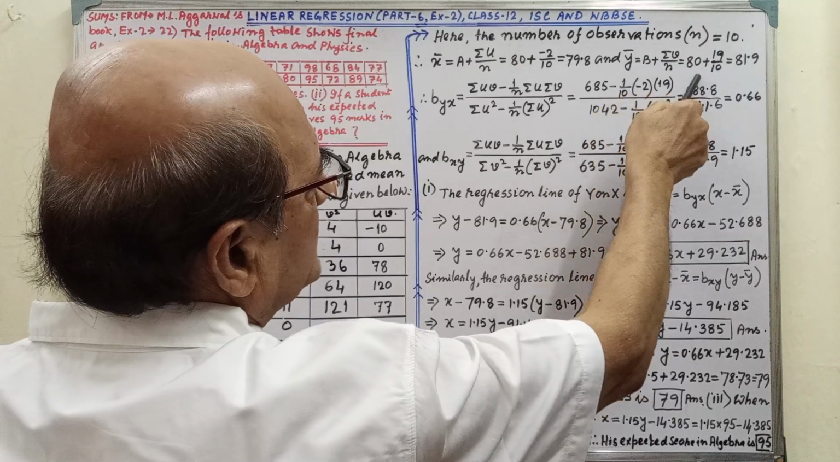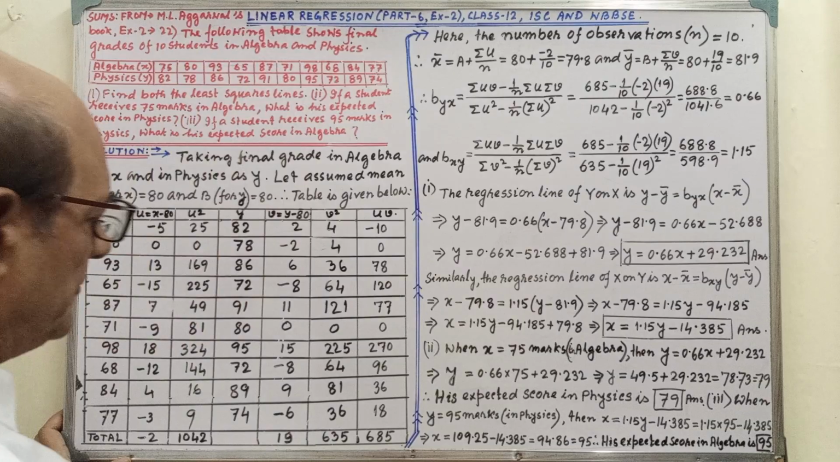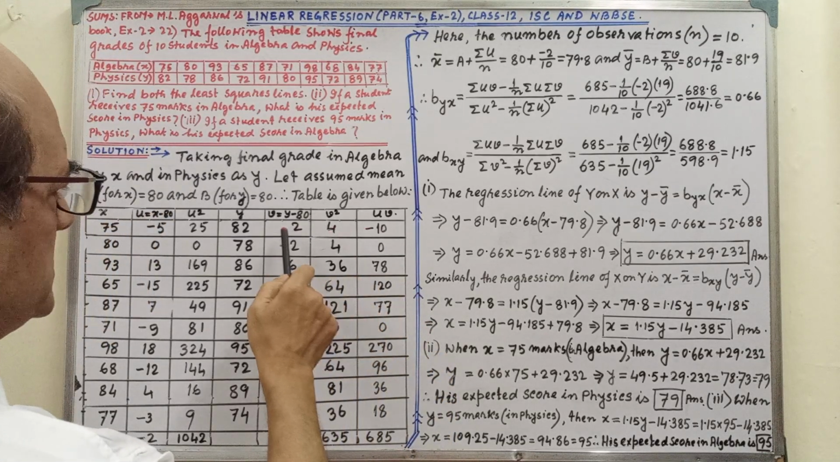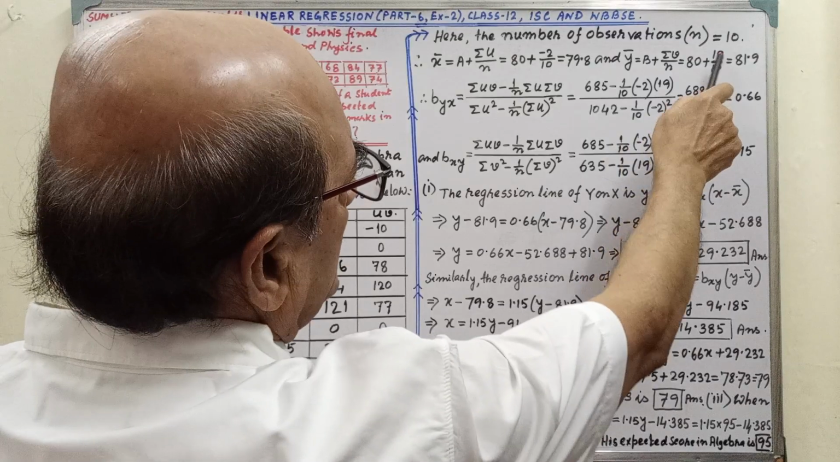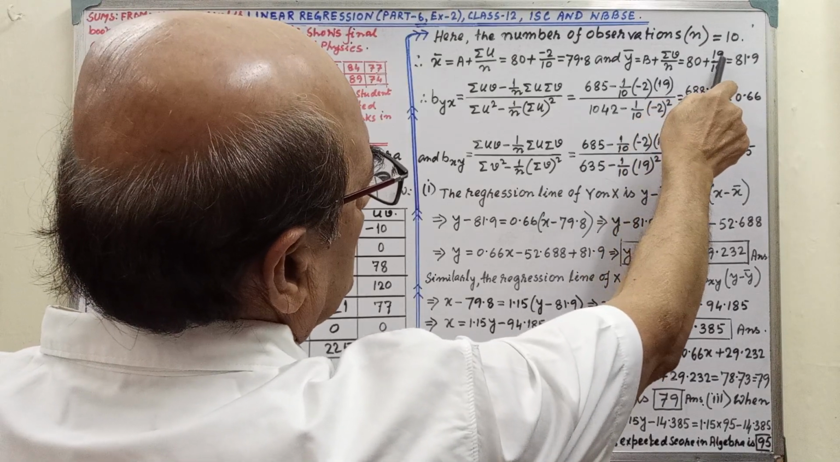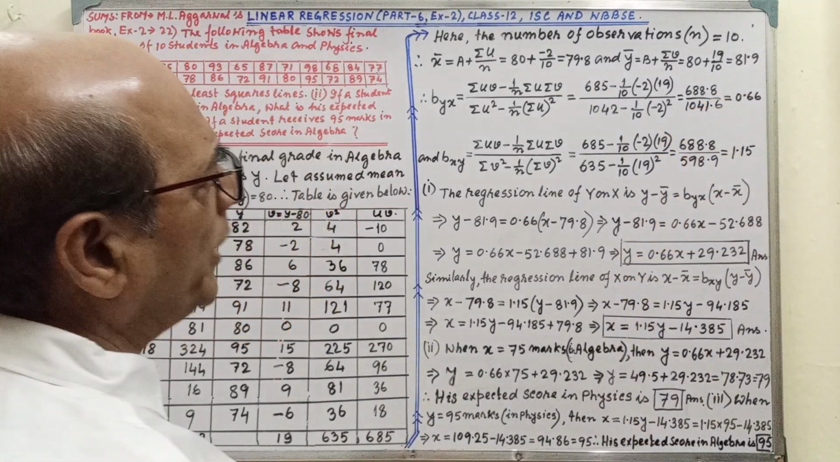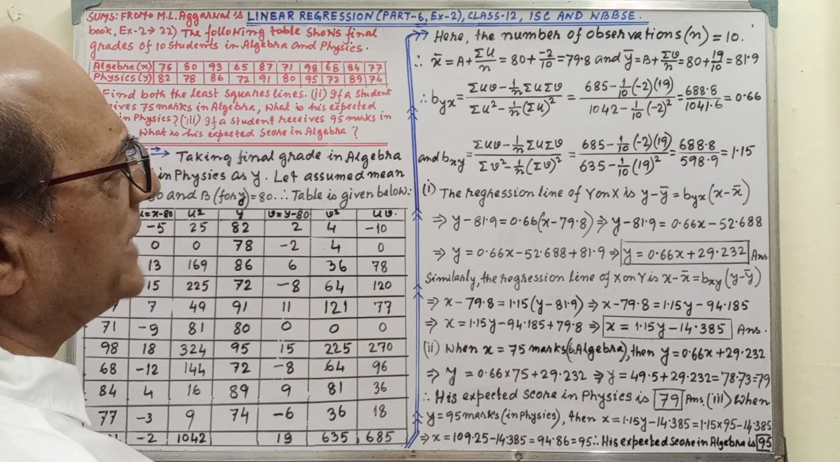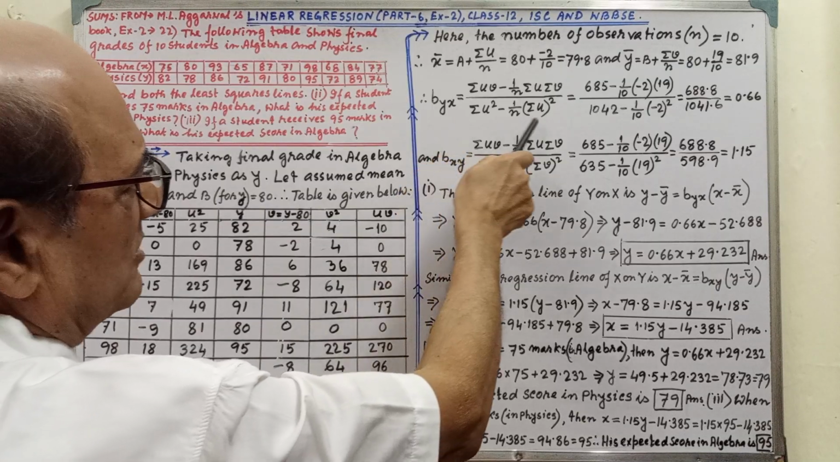Then value of B, that is 80, and sigma V, that is 19, and this is by 10. By calculation, we are getting 81.8. In this way, we are getting the mean values of X and Y. Then from the formula, we are getting Byx equal to this.